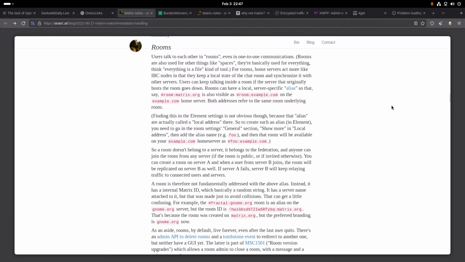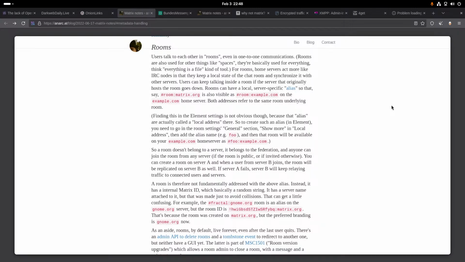Rooms: users talk to each other in rooms, even in one-to-one communications. Rooms are also used for other things like spaces. They're basically used for everything. Think of it as an everything-is-a-file kind of tool. For rooms, home servers act more like IRC nodes, in that they keep a local state of the chat room and synchronize with other servers. Users can keep talking inside the room.